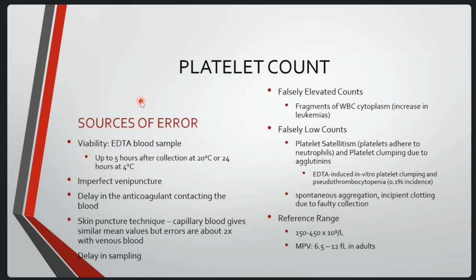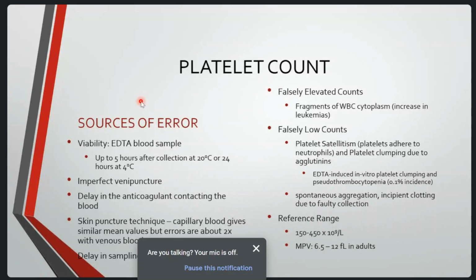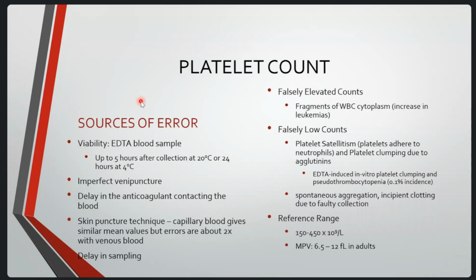Another one is skin puncture technique. Of course, capillary blood gives similar mean values, but it has been reported that errors are more common in skin puncture techniques than in venous blood. And also, of course, delay in the sampling. We can also have falsely elevated counts of platelets when there are fragments of the WBC cytoplasm, especially in leukemia. Because your cells here are very fragile, these fragments of our WBCs can be counted as platelets by the machine. And we also have falsely low counts as seen in platelet satellitism.